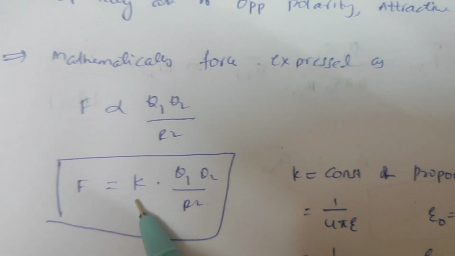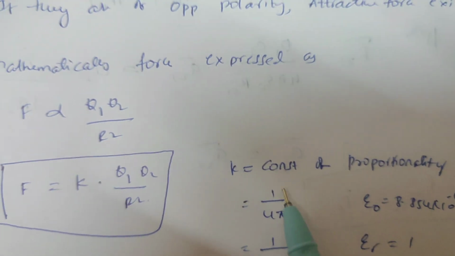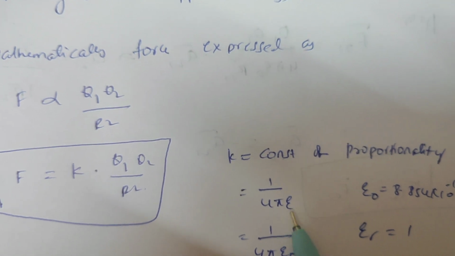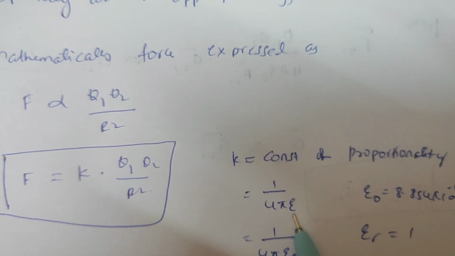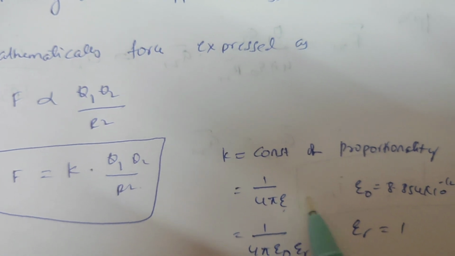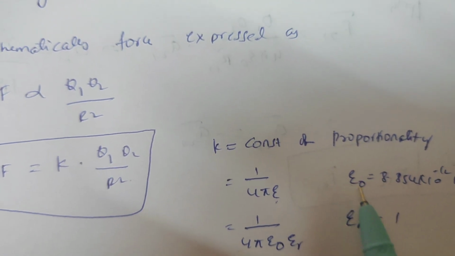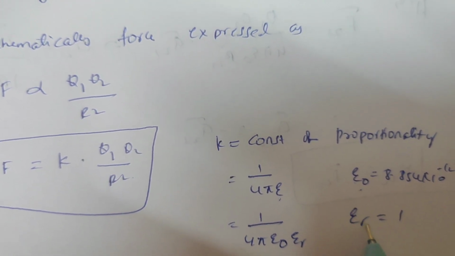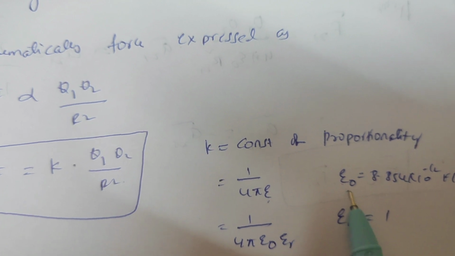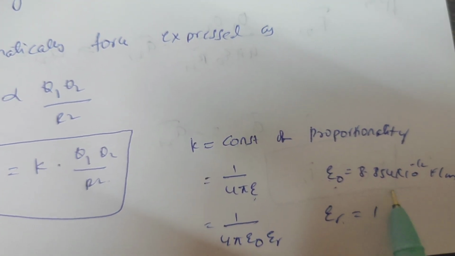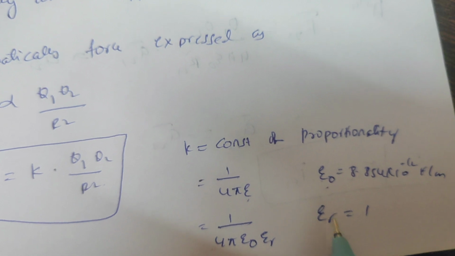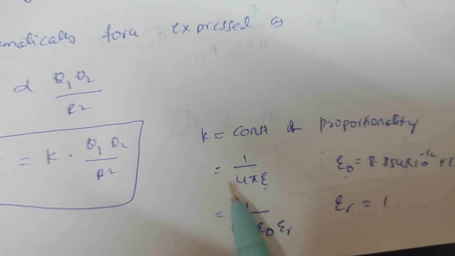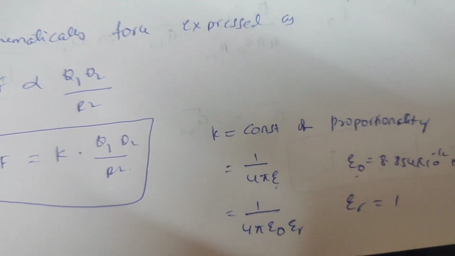Here K is known as the constant of proportionality, and its value is equal to 1 by 4 pi epsilon. Epsilon is the permittivity of the material. Permittivity has two parameters: one is the absolute permittivity, denoted as epsilon naught, and the other is the relative permittivity, epsilon r. The absolute permittivity value is 8.854 into 10 power minus 12 farad per meter, and epsilon r value is 1 for free space. Therefore K is equal to 1 by 4 pi epsilon naught into epsilon r.